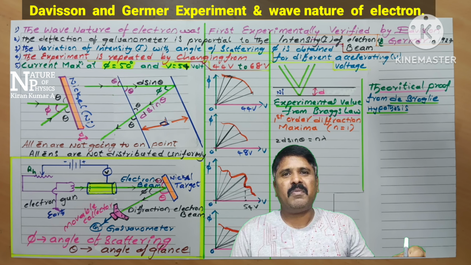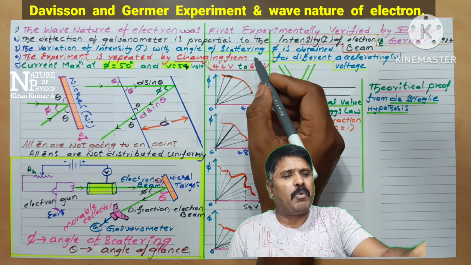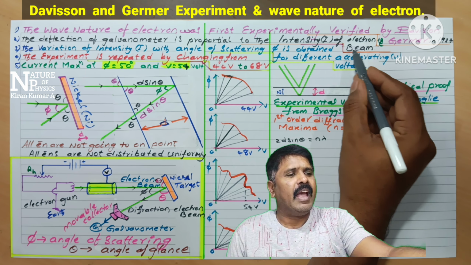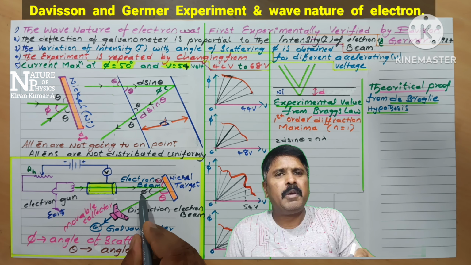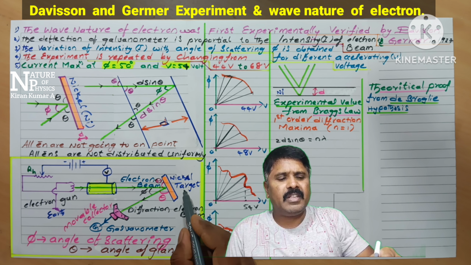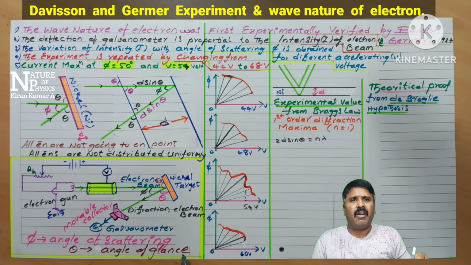Today's topic is the wave nature of the electron, experimentally verified by Davisson and Germer in the year 1927. The deflection of the galvanometer is proportional to the intensity of the electron beam, student. See there, this is the electron gun that produces the beam of electrons, which is incident on the nickel target, and the diffracted electrons get collected by the movable collector, student. The movable collector, connected to the galvanometer, shows the current produced by the electrons.